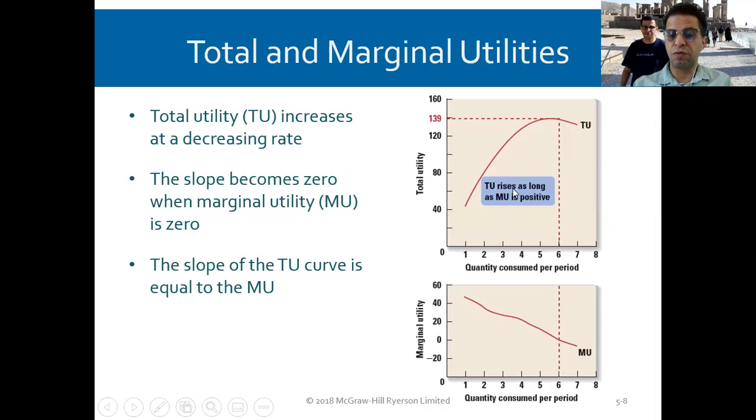TU rises as long as MU is positive. The slope becomes 0 when the marginal utility is 0. So when MU reaches 0 here, the slope of the TU curve becomes 0. The slope of the TU curve is equal to the MU curve, which is declining. Once it reaches the sixth unit, it starts adding negatively, lowering the total.